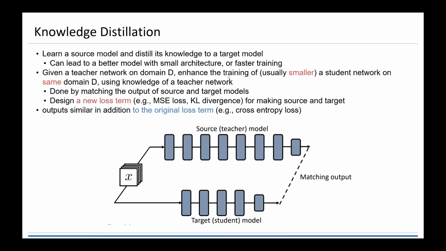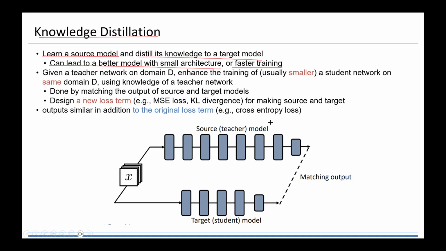Okay, the next section is about knowledge distillation. What is the meaning of knowledge distillation? In knowledge distillation, we are going to learn a source model and distill its knowledge to a target model. This can lead to a better model with a smaller architecture or faster training.